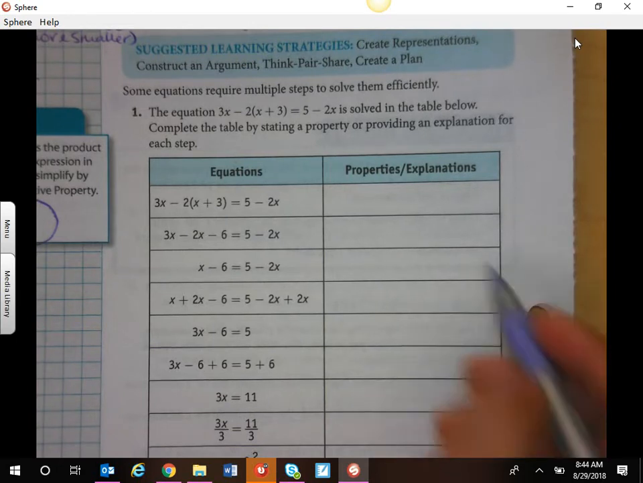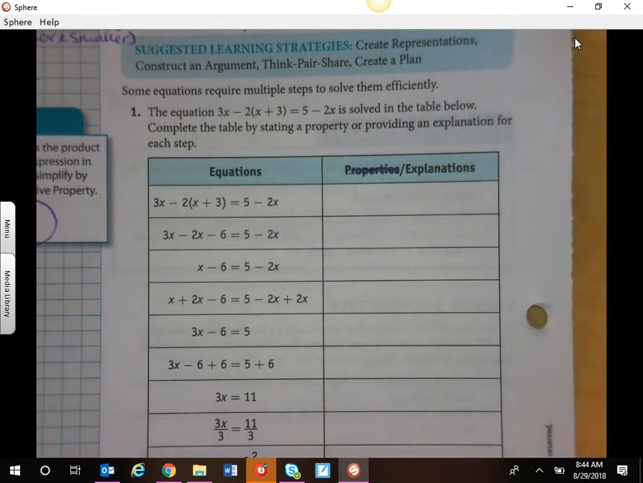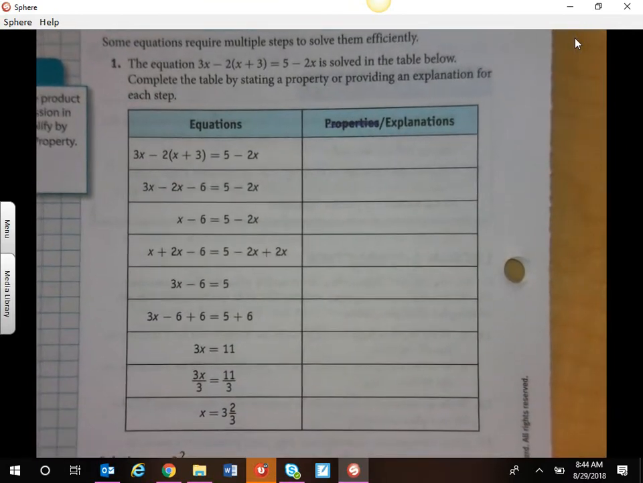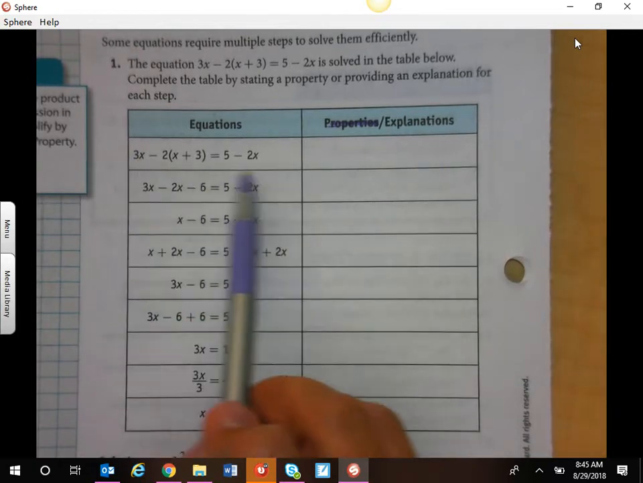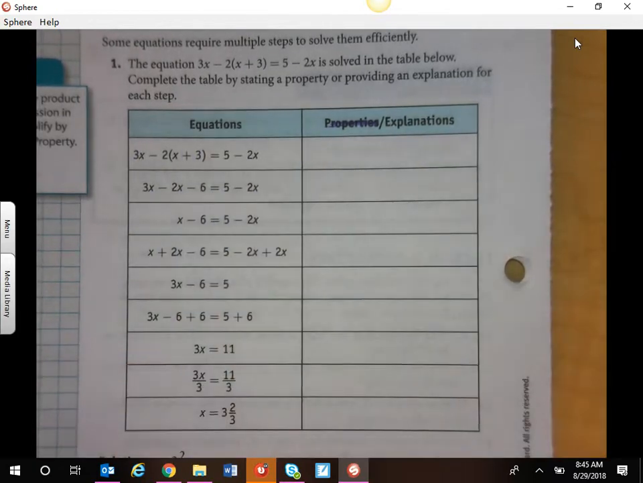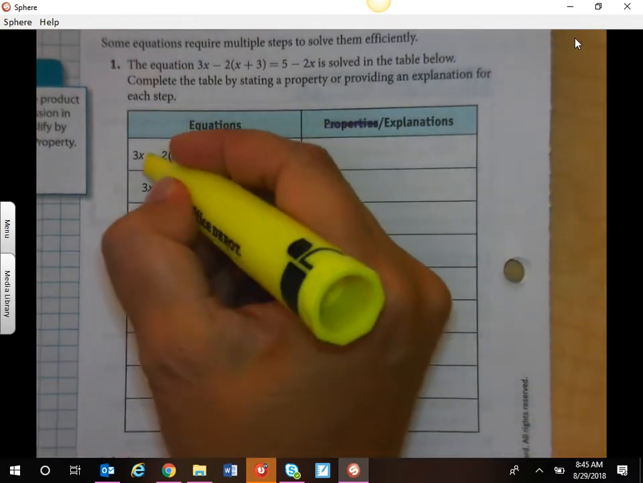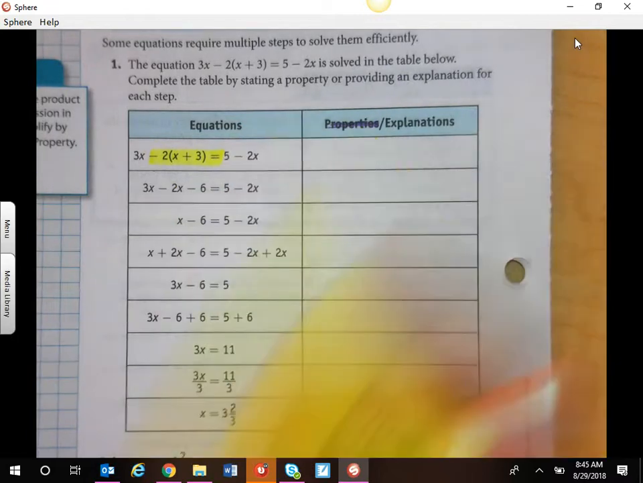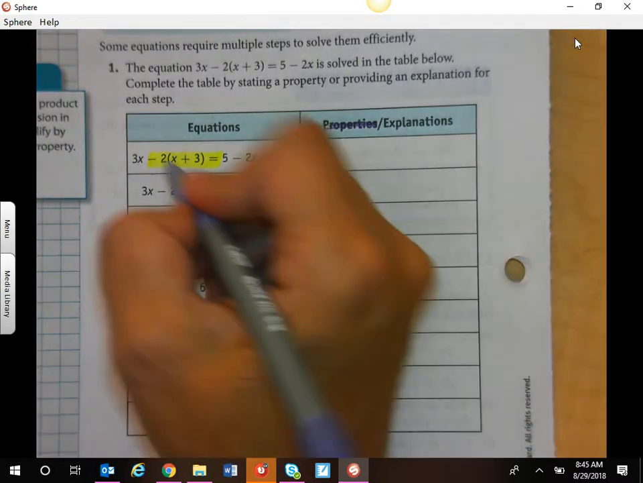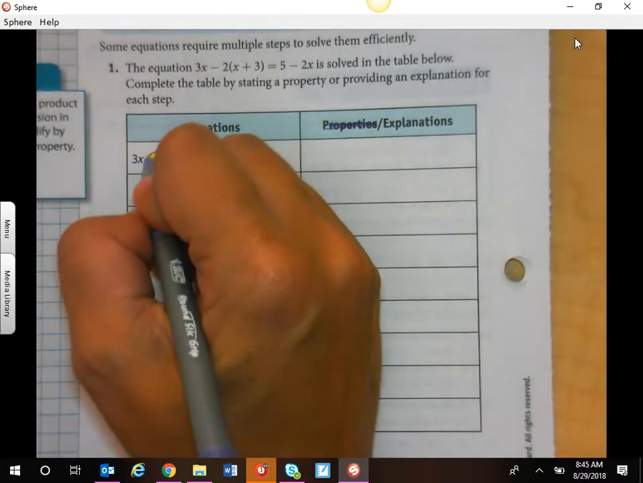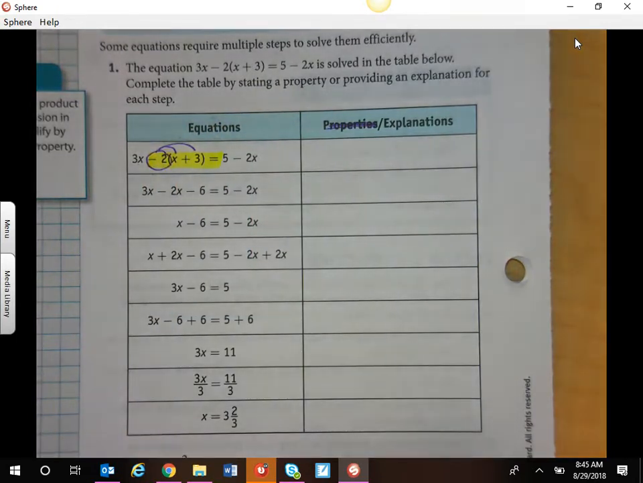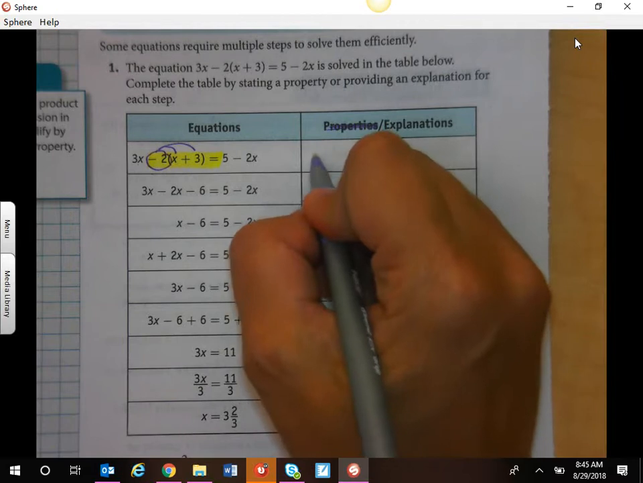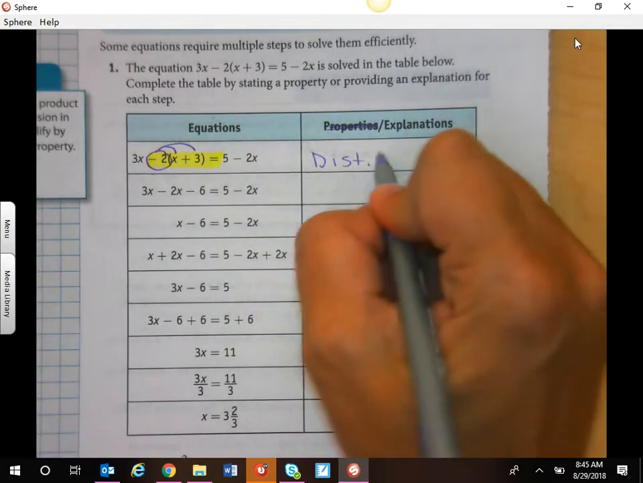We're not going to worry about those properties so much as we are explaining what's happening. So what do we need to do here? Remember, step 1 says distributive property, which we have right here. Now remember, the negative goes with the 2. So that negative 2 is going to get multiplied by the x and the positive 3. This is the distributive property.